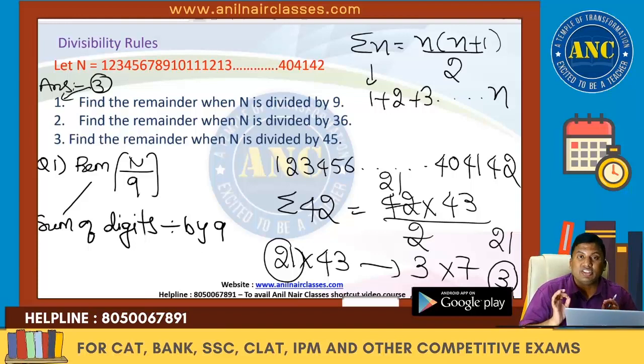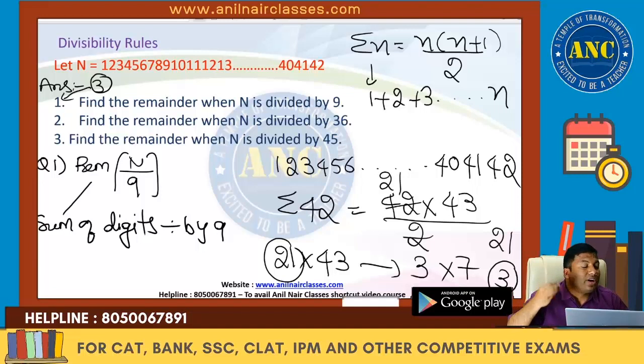Sum of the digits should be divisible by 9. 1 plus 2 plus 3 and so on up to 42. Sum of all first 42 natural numbers is n into n plus 1 by 2. So summation 42 is 42 into 43 by 2, which is 21 into 43. Finding the digital sum of the resultant is one way, or finding the digital sum of individual numbers: 2 plus 1, 3, 4 plus 3, 7, 3 7s are 21, 2 plus 1, 3. I hope the idea is clear.